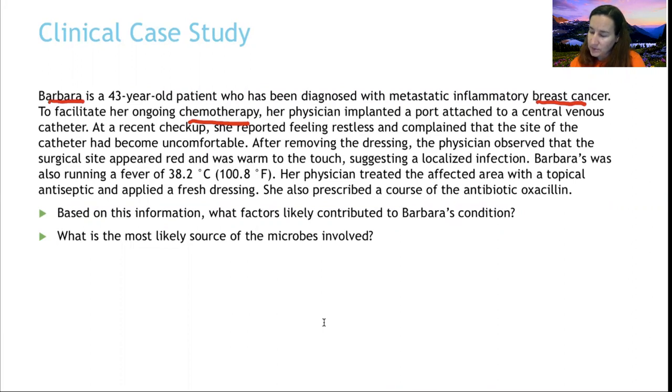She started getting restless at her last doctor's visit, that her catheter has become uncomfortable. They pulled off the dressing, looked at the port site, and it is red and warm to the touch. So she's got an infection going on in her port, which is super common, by the way. Barbara's also running a fever of 100 degrees. So they're going to treat the area with topical antiseptic, fresh dressing, and given the course of antibiotics. So we are going to check back in and see how that treats Barbara's infection at her chemo port.